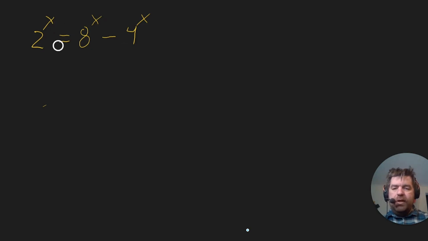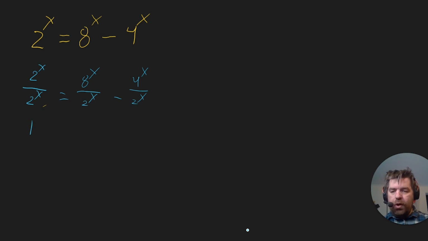Let's solve this exponential equation. First, we will divide by 2 to the power x. So we will divide by 2^x: 2^x divided by 2^x equals 8^x divided by 2^x minus 4^x divided by 2^x. And this obviously is 1.